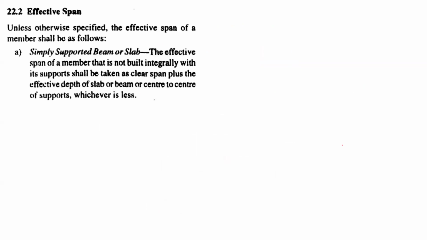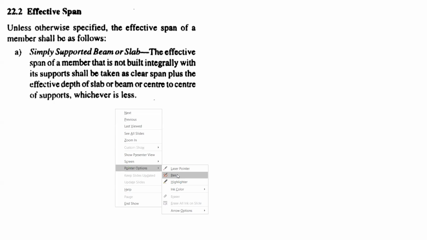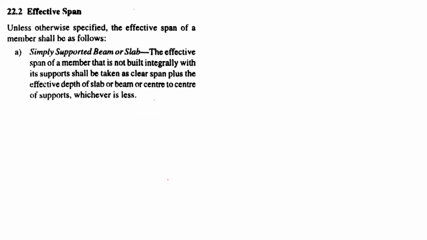Then effective span. So first we have the simply supported beam. In a simply supported beam, the effective span is clear span plus effective depth. So two criteria you can see over there: clear span plus effective depth of slab or beam. For both we have the same, or center to center of support, whichever is less.